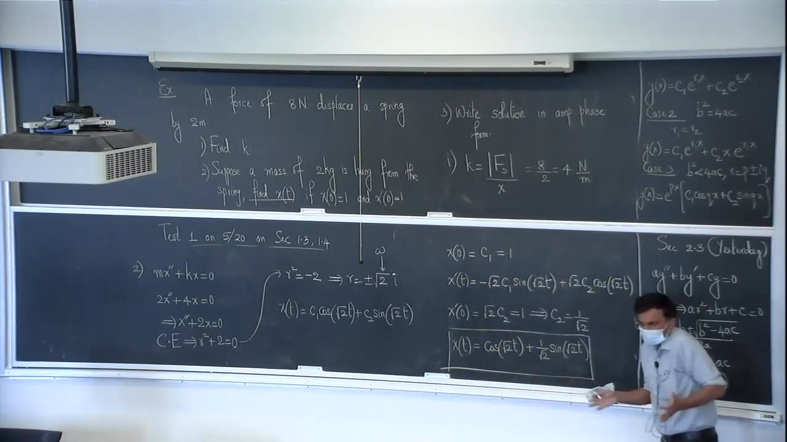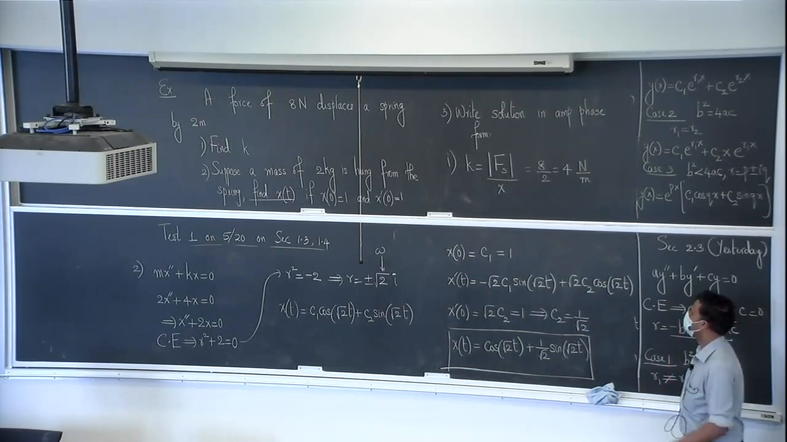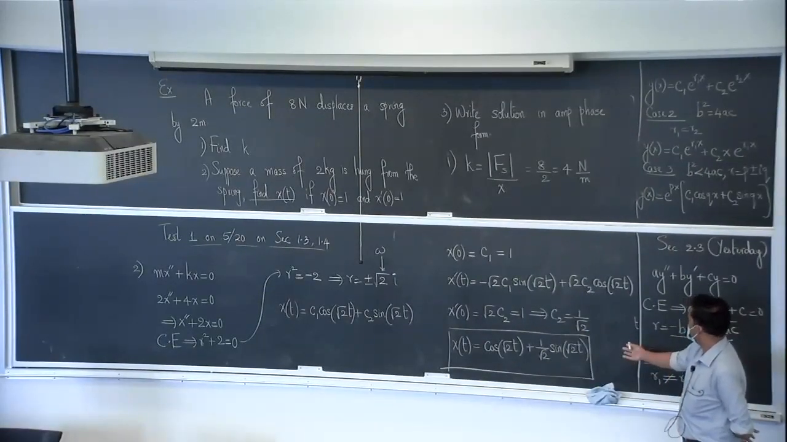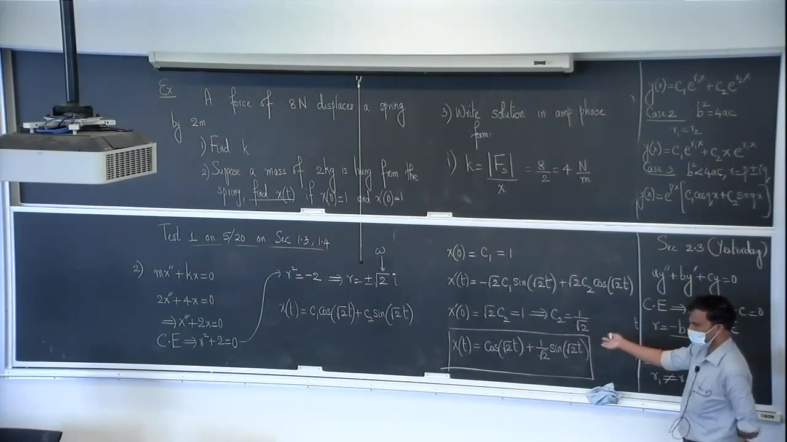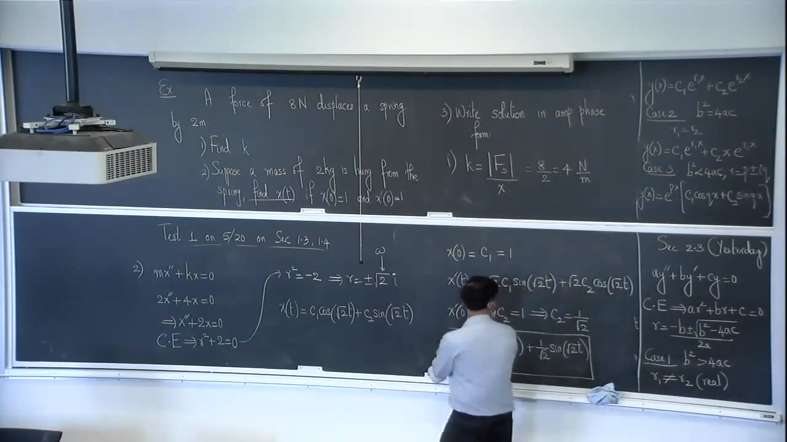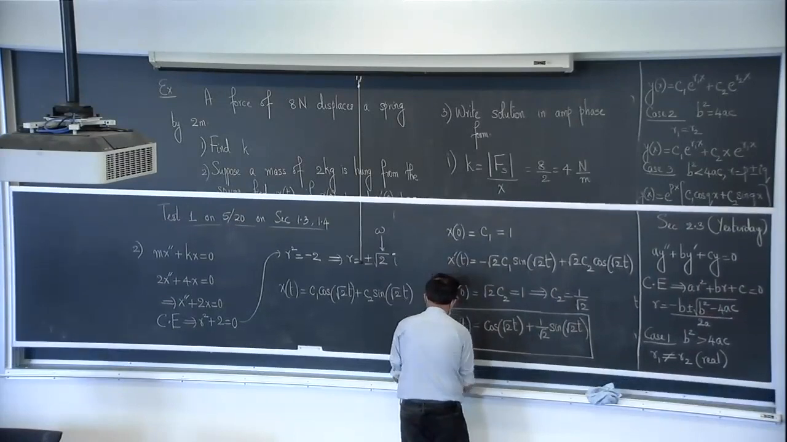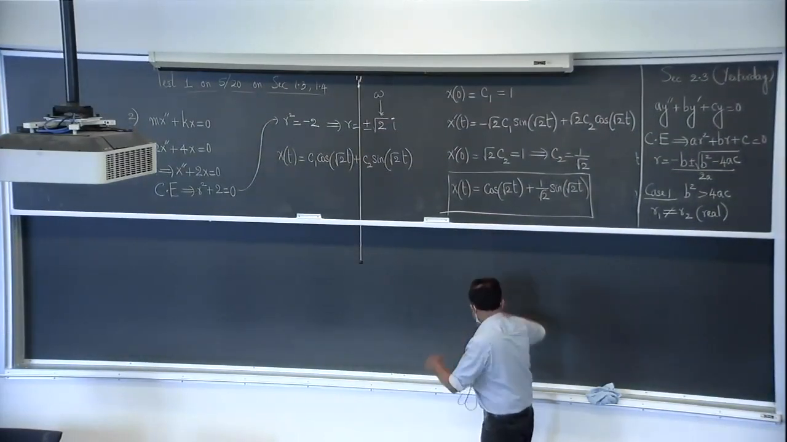So if the question is not asking you to find the amplitude phase form, that's where you would stop. Okay. So up to here, it's pretty much what we were doing yesterday with 2.3, except that you're using different letters here, but same thing. All right, now let's do this amplitude phase form.